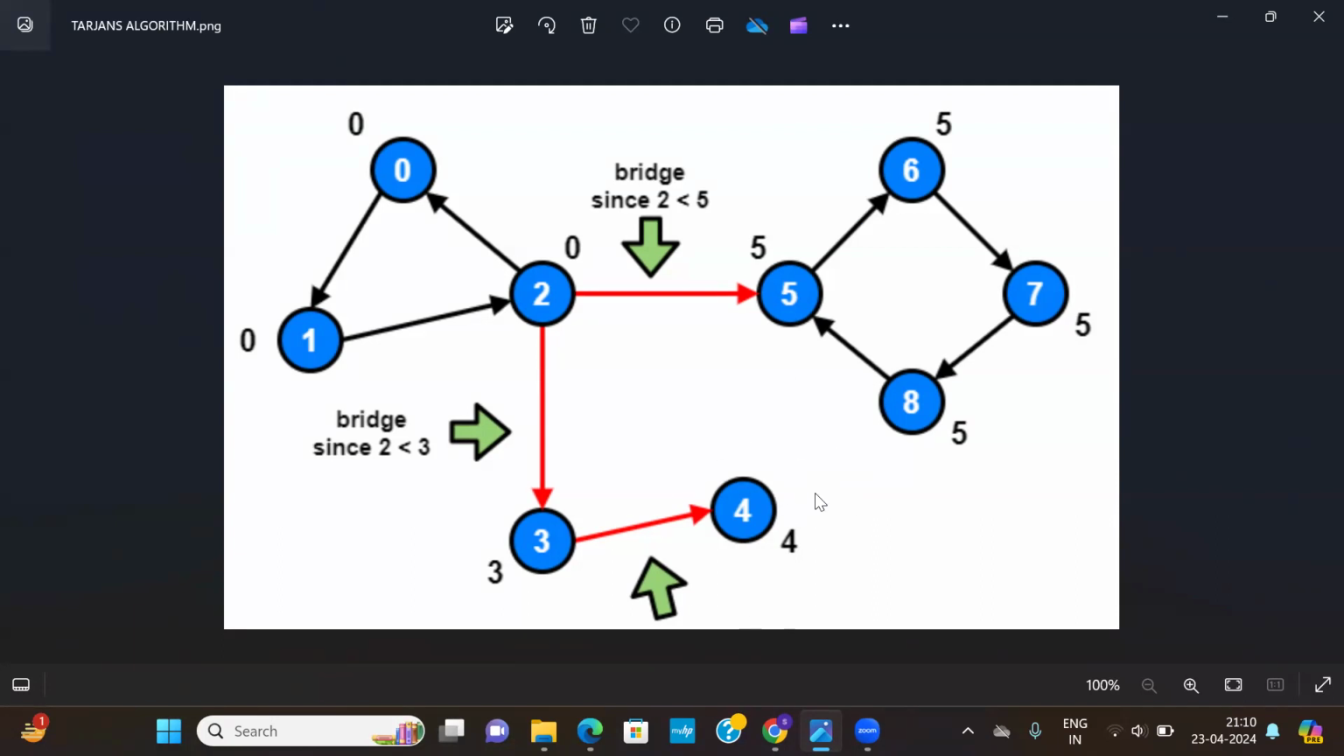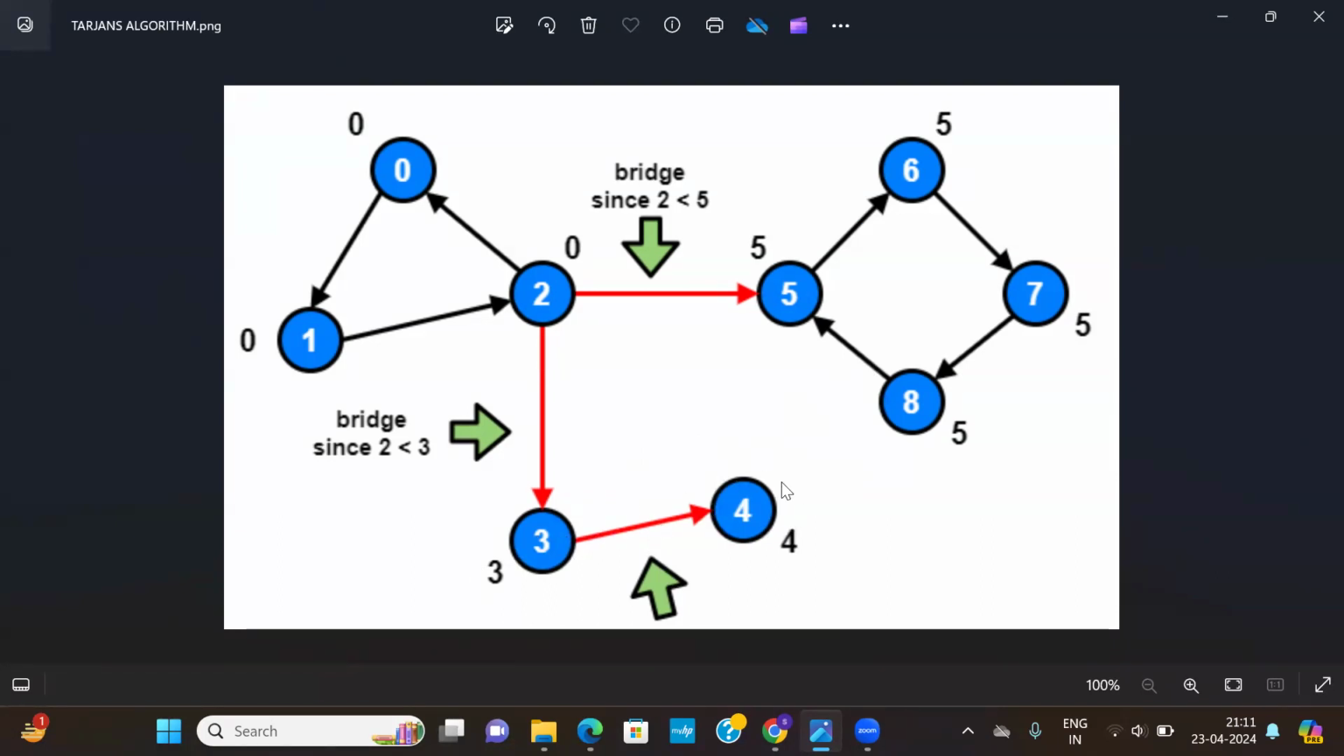What is the time of insertion of the parent node? It is 3. What is the lowest time of insertion of the current node? It is 4. 4 is greater than 3. It means this particular connection is a critical connection. You can also clearly see if I remove this particular connection, then the server 4 will become unreachable. So this is a critical connection.